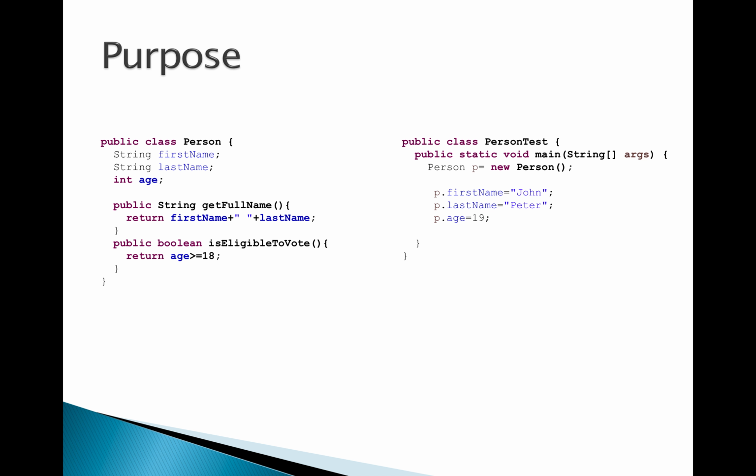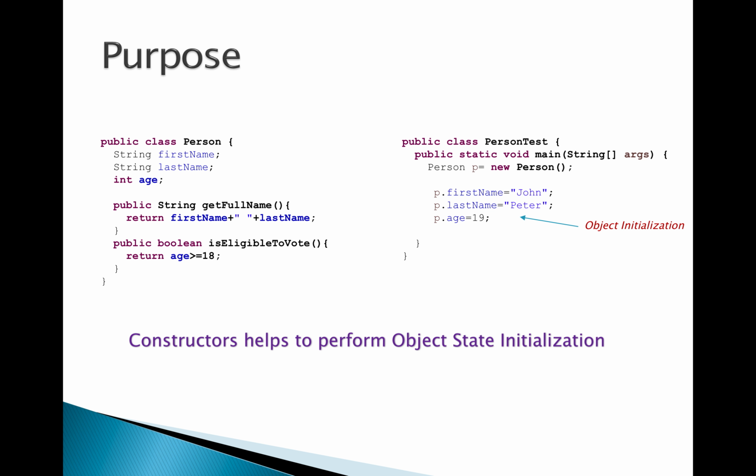When the object is getting created, it will have default values. Now we are replacing those default values with whatever values we supply. So this object initialization can be done by means of a constructor, with the help of a constructor. And the purpose of a constructor is to do object state initialization.